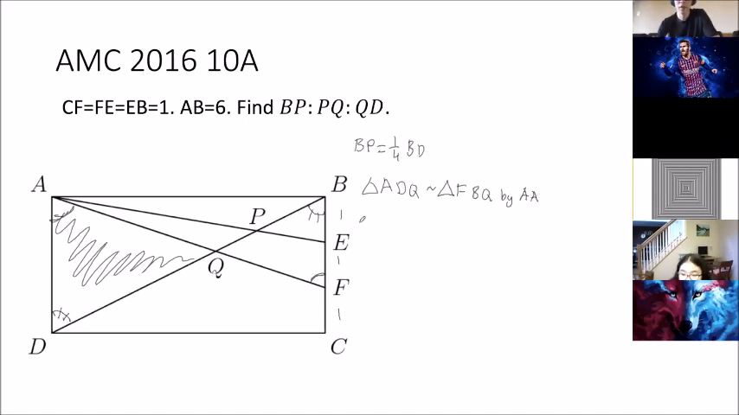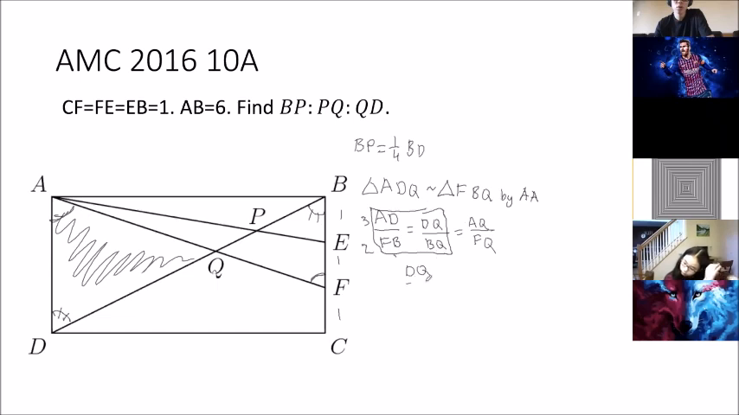So once again, we can write out the length ratios. We have AD over FB is equal to DQ over BQ, which is equal to AQ over FQ. And here, these two are going to be the important ones because they involve what we know and what we want. So we know AD is 3, and we know FB is 2. So we know DQ over BQ is equal to 3 over 2.